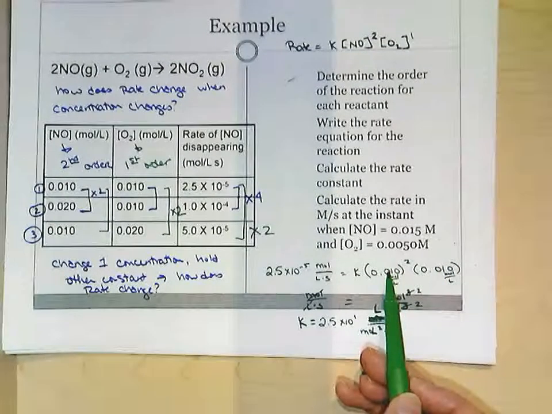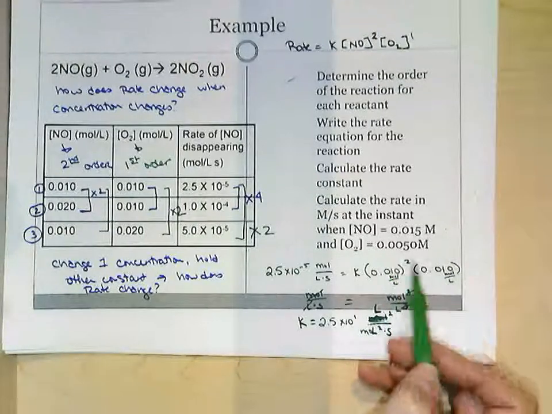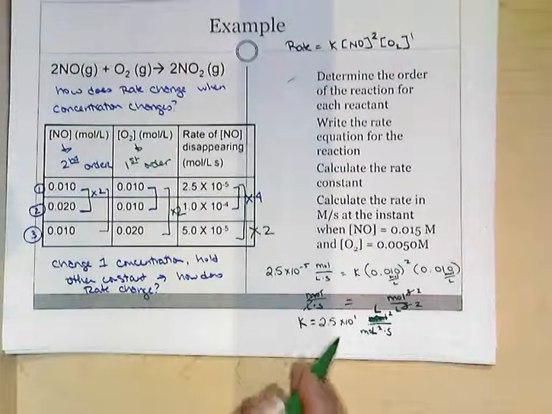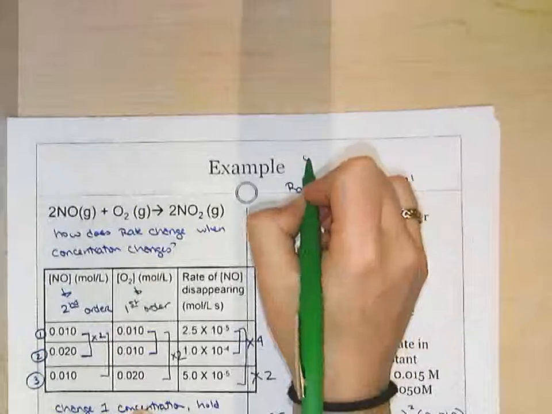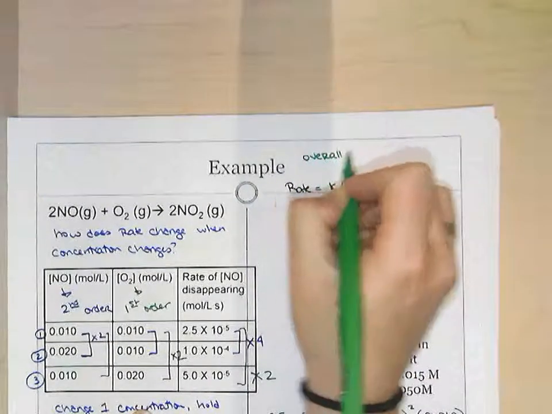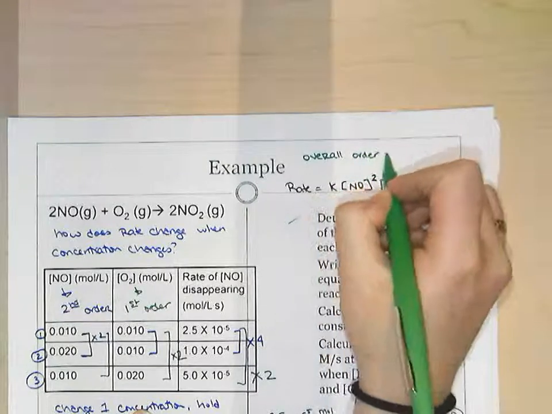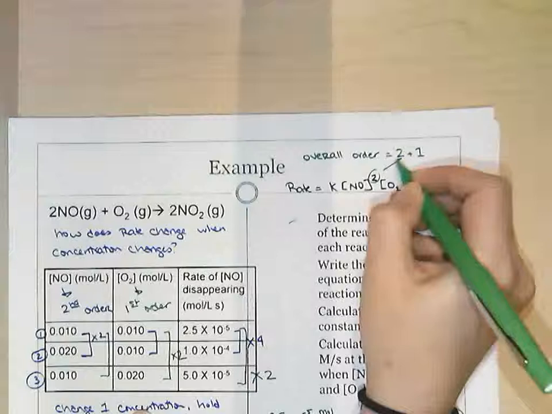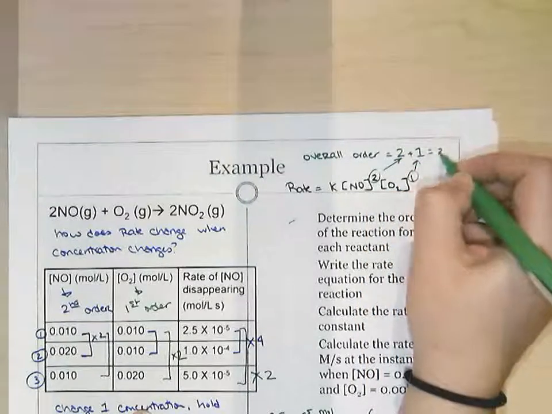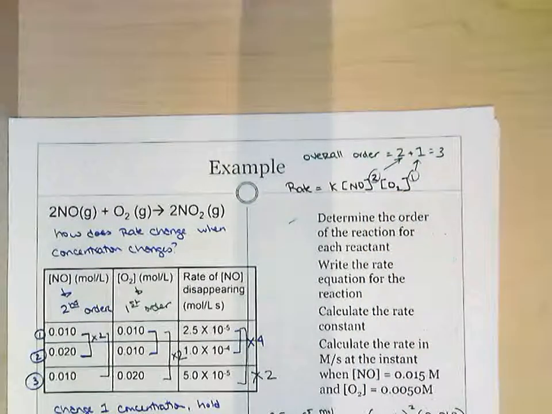3. The overall order is 3 because I have 2 plus 1. So the overall order, sometimes there'll be a question like this. That's what the overall order of the reaction is. It's third order overall.